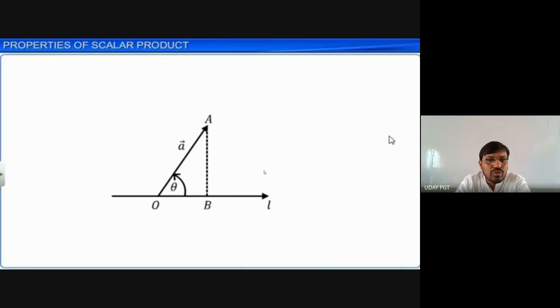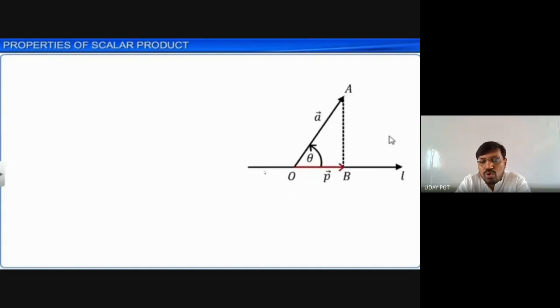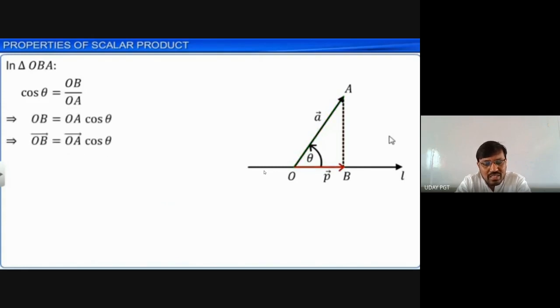So when you draw a perpendicular line from A to B over AB, OB is represented by P bar. Then O to B is a line, the vector. In this triangle, cos theta is equal to OB by OA. Cos theta is adjacent by hypotenuse. So from this, P vector is equal to A vector into cos theta.